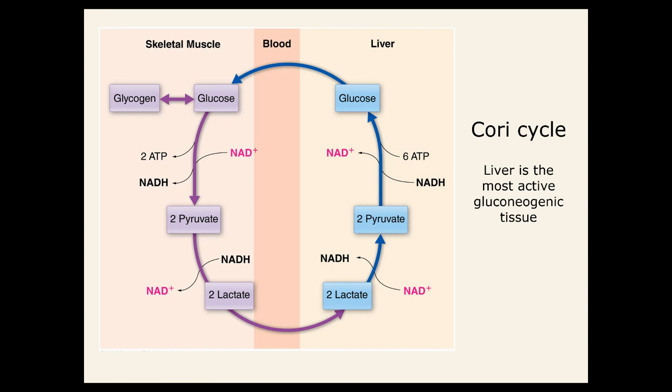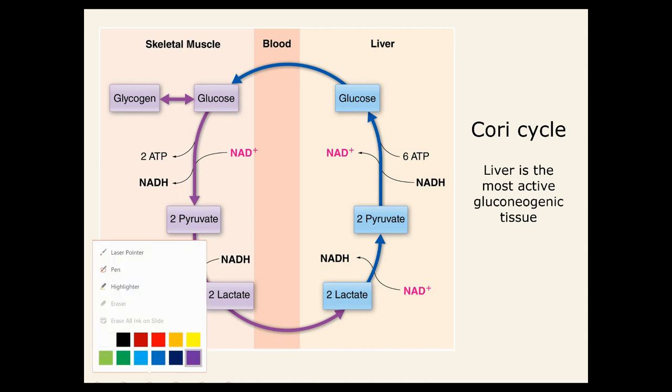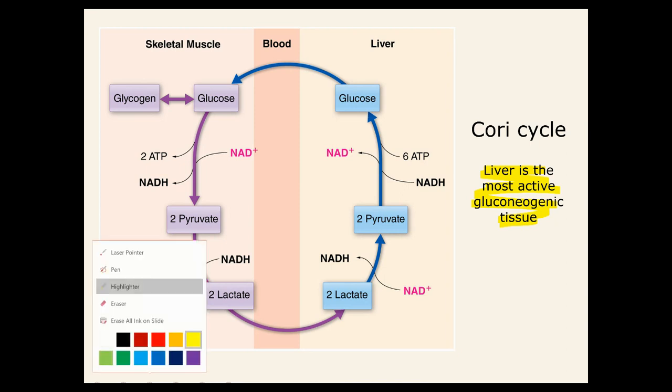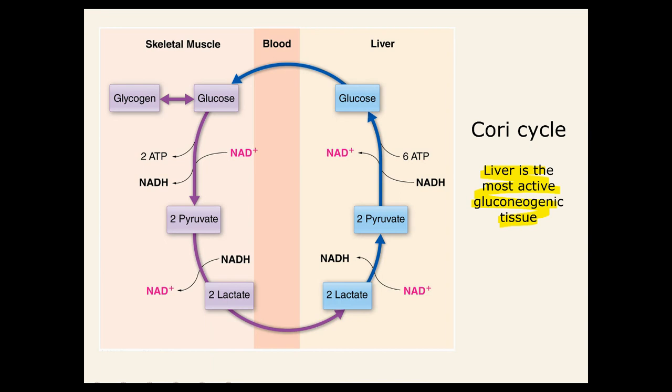Okay, so the liver. The liver is the most active gluconeogenic tissue, meaning it's the main site of gluconeogenesis. And so what can happen, and I like the slide, is that glycogen can be stored in skeletal muscle. There's a lot of it in the liver too, but the second place would be skeletal muscle. Glycogen, from a hormonal signal, can release glucose. Glucose can form pyruvate, so that's our glycolysis.